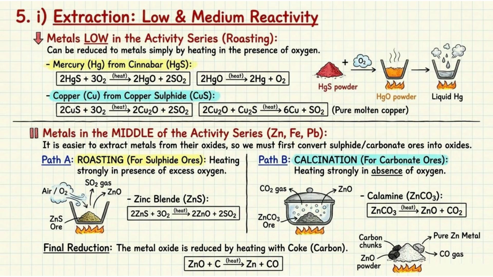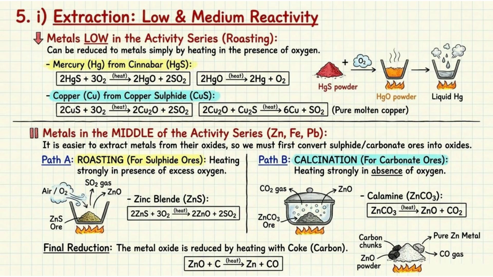Let's look at mercury. We use its ore, cinnabar, which is mercury sulfide, HgS. We roast it. 2HgS + 3O2 + heat yields 2 molecules of mercury oxide, 2HgO, plus 2SO2 gas. Then we just heat that oxide even more. 2HgO + heat breaks apart into 2Hg, liquid pure mercury, and oxygen gas.